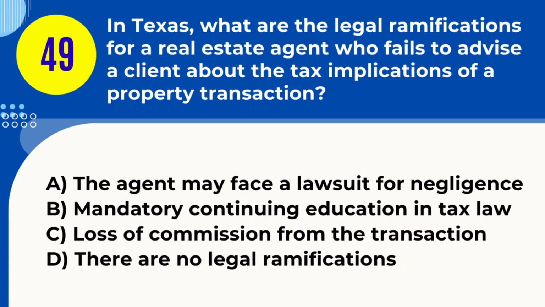Question 49. In Texas, what are the legal ramifications for a real estate agent who fails to advise a client about the tax implications of a property transaction? A. The agent may face a lawsuit for negligence. B. Mandatory continuing education in tax law. C. Loss of commission from the transaction. D. There are no legal ramifications.